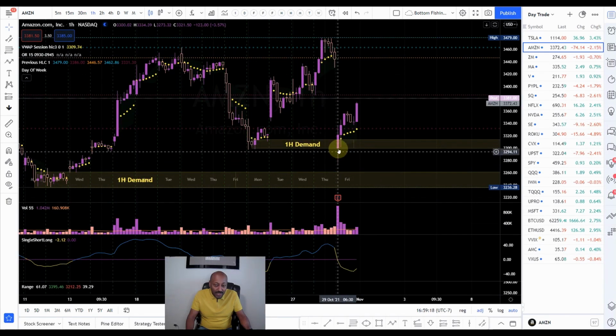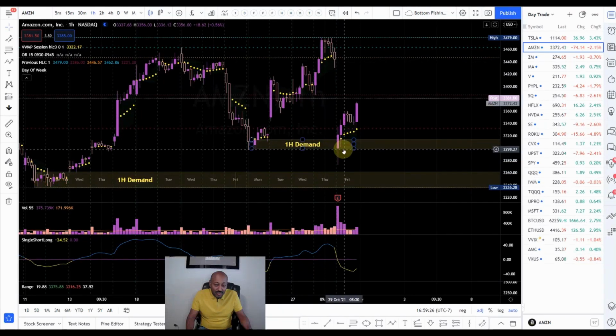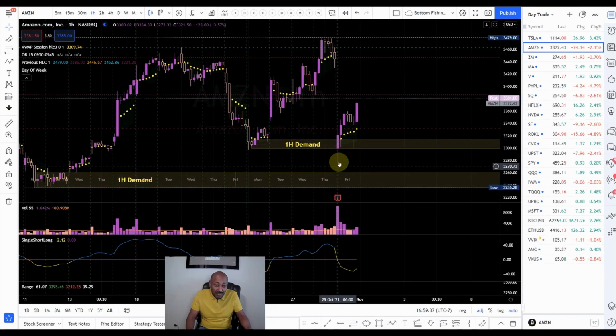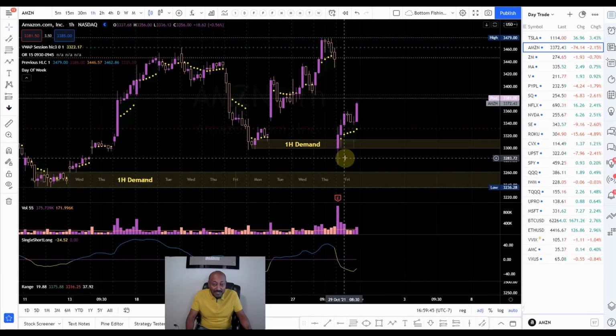I see this wick as manipulation, tricking some unsuspecting traders, retailers, to go short. And of course, in Amazon, from 33 area to 32.75, right, a 25-point move, is no joke. It's a significant move, especially if you do a 0-day expiration option. If you capture this move, fantastic.